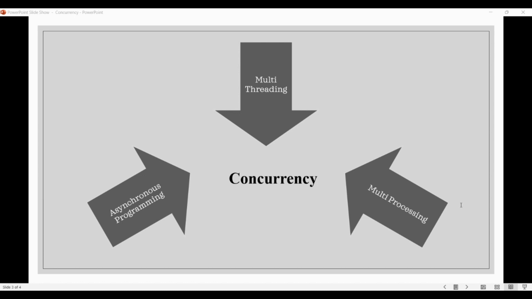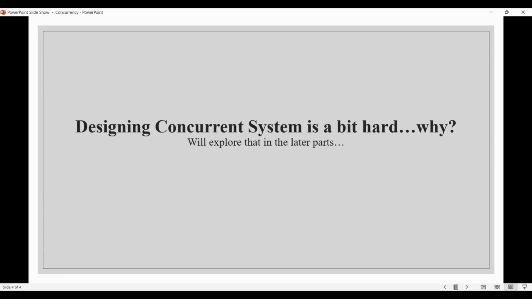In a nutshell, concurrency is an important aspect of software development, but it has its own set of challenges, such as managing shared resources and dealing with race conditions. So it is important to design a concurrent system very carefully. And that's why we generally say in the programming world that designing a concurrent system is hard. So what kind of challenges do we face while designing concurrent systems? And how can concurrency be implemented in Java? We will cover those aspects in the later parts.